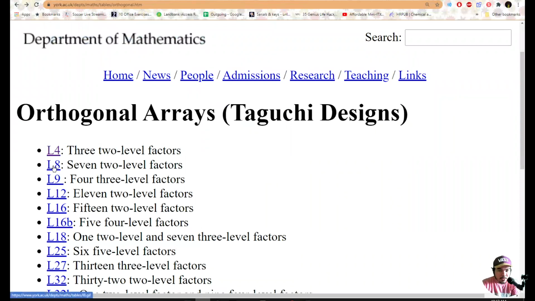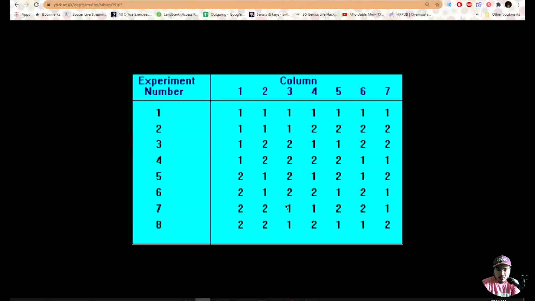Okay? Let's look at another one. Say this one has 7 factors with 2 levels each. So 7 factors, 2 levels, that's 2 to the 7, which is 128 runs if you do a full factorial design. But here, you only have 8 experimental runs. In Taguchi design, it can be done in just 8 experimental runs. And these are the factor levels that you choose.